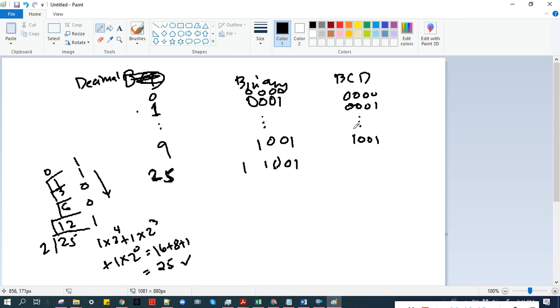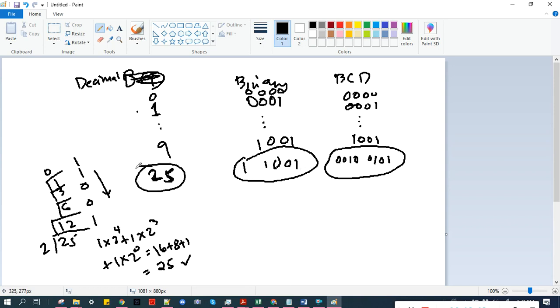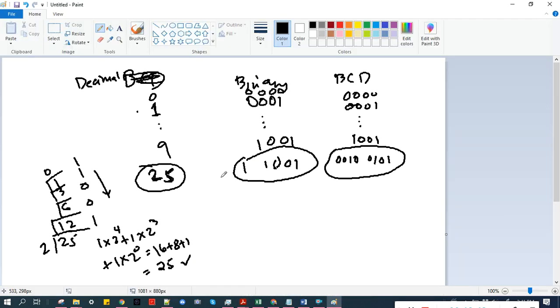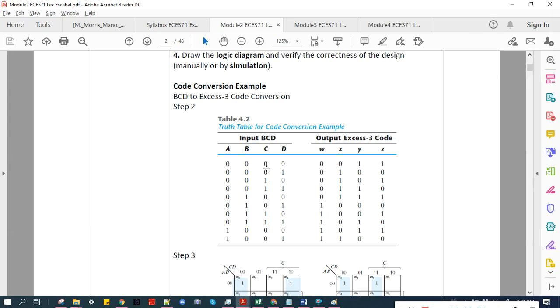But if you convert that to BCD, that is 8 bits, which is 0, 0, 1, 0, and then 0, 1, 0, 1. So binary is different from BCD if we consider two decimal digits. But here, since this is for a single decimal digit, we have 4 inputs, 4 BCD bits.